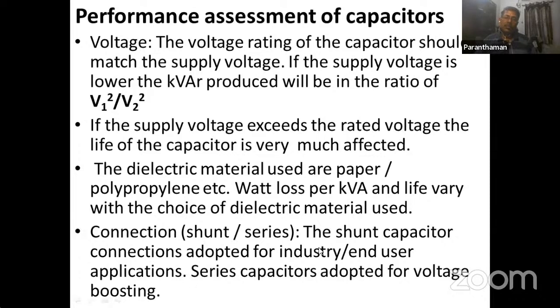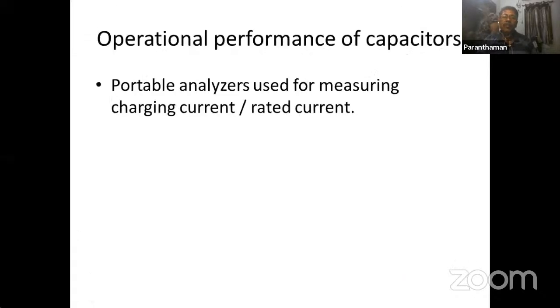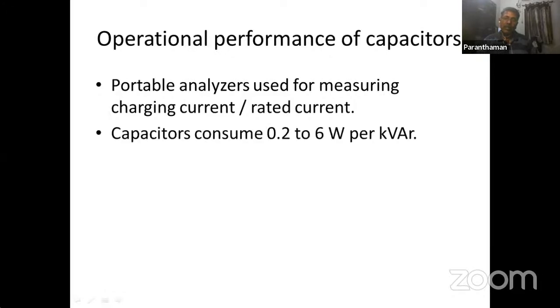Shunt capacitors are generally used for power factor correction. Series capacitors are used for voltage boosting. Operation performance: portable analyzers are used for measuring the charging current or rated current of a capacitor. Generally capacitors consume 0.2 to 6 watts per kVAr, but this is not a loss considering the advantages of the capacitors. So we are accepting them. Just keep these in mind, sir.